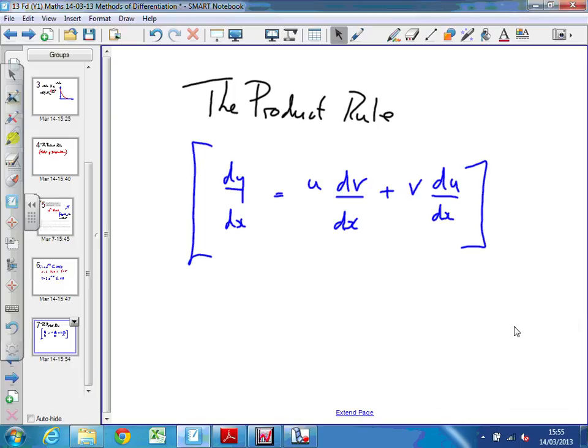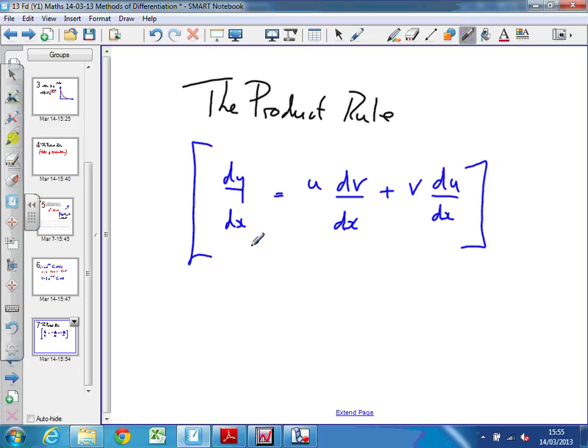So the product rule, there it is. And how do we say it? dy by dx, the differential of y with respect to x. It doesn't have to be y and x, it could be s and t. dy by dx equals u dv by dx plus v du by dx.